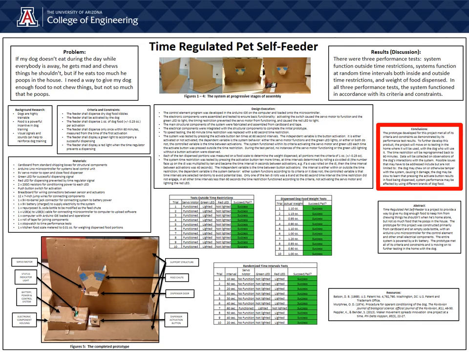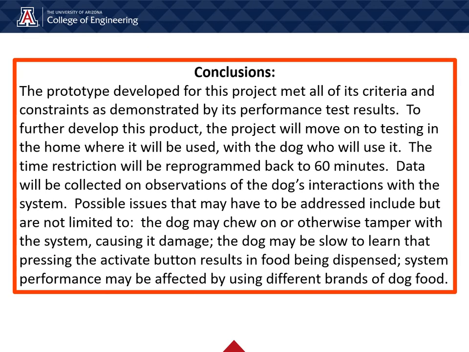Remember that in some cases it may be appropriate to modify the test. Whatever the conclusions and recommendations, the student should present a clear, convincing, logical argument based on evidence from either the prototype testing or the background research or both. If the conclusion is that the prototype has met all of its criteria and constraints, the student should recommend ways to improve or further develop the prototype. Conclusions is the last narrative section in the project report. Here is this section of the poster from the example project.